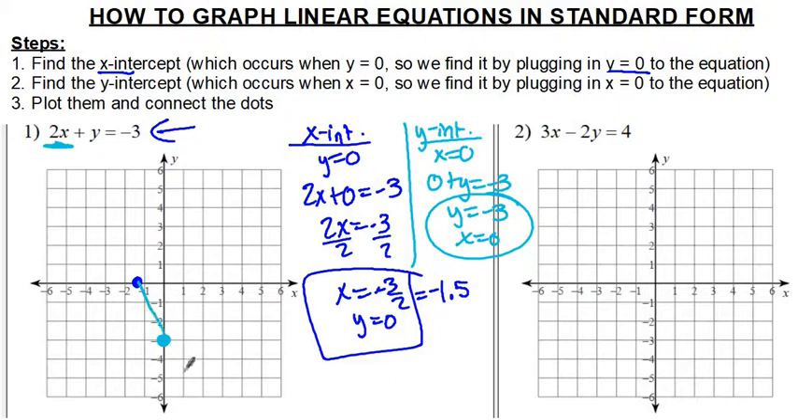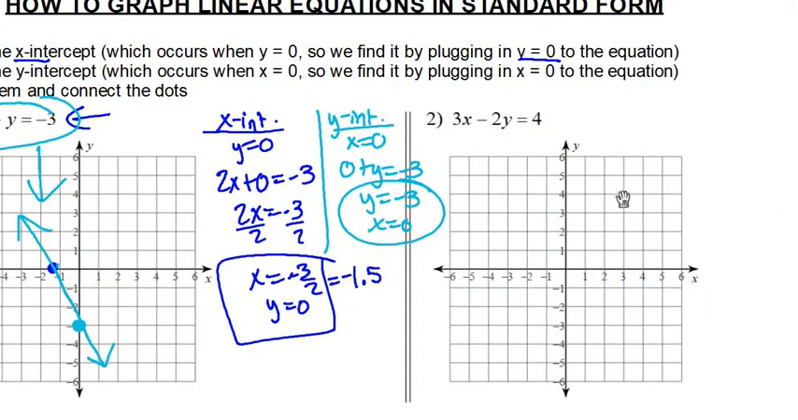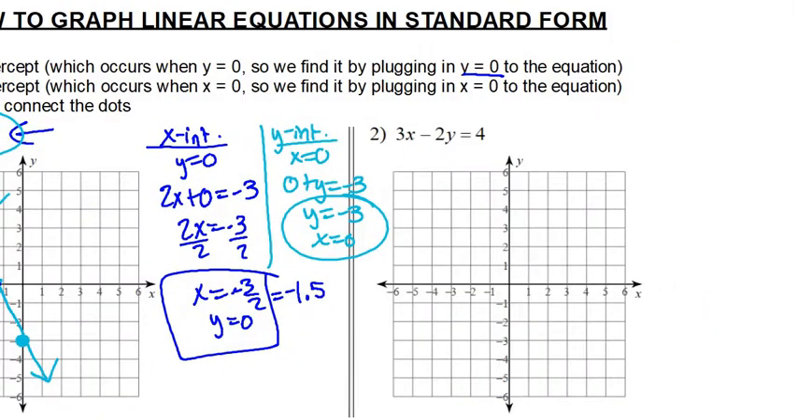And now once we have those two points, we can just connect the dots. And that is what the graph of that line looks like. It looks like that right there. Alright, see if you can pause the video and try number 2 on your own. Same exact procedure. You have to find the x and y intercepts and then try to graph those. So the x-intercept again occurs when y equals 0. So we will plug in 0 right there for y.